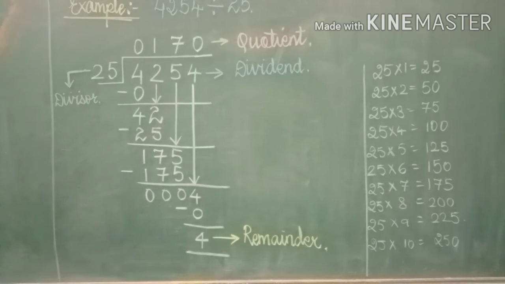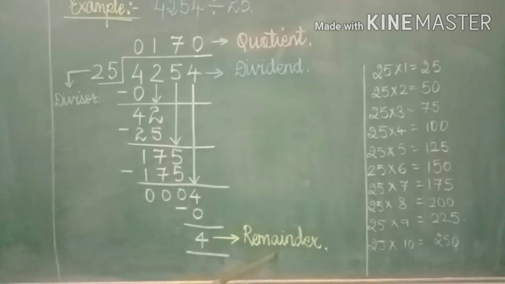Now students, see here. This upper part is called the quotient. This one is called the dividend. This one, 25, is called the divisor. And the final answer what we have got is called the remainder. Purposely I have used different chalks to make it very clear.